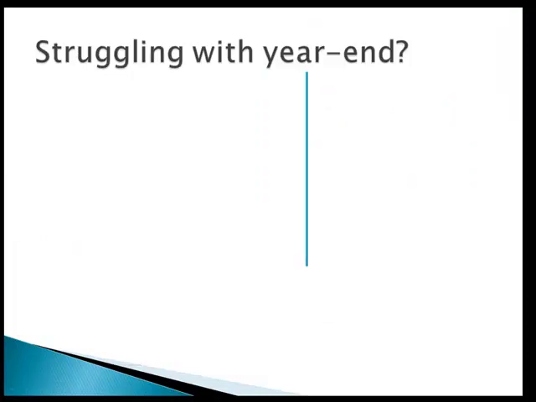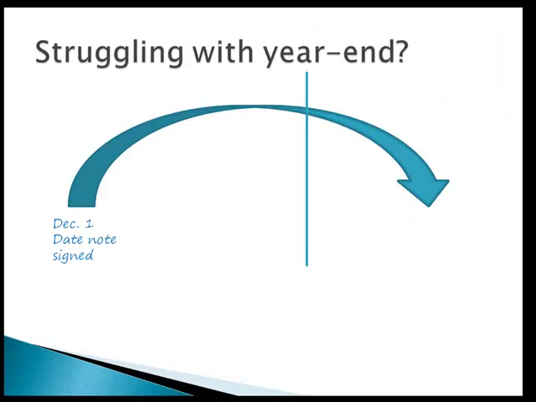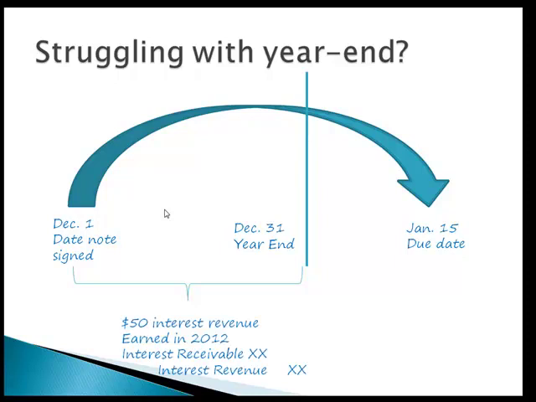If you're struggling with the year end, here's what I want you to do. I want you to just make a little diagram. December 1st is the day that the note was signed. January 15th is the due date. I'm splitting this up by year end. December 31st is year end. You notice there's less days over here than there are in the old year. $50 is interest revenue that was earned in 2012.